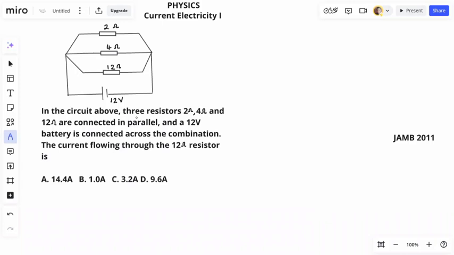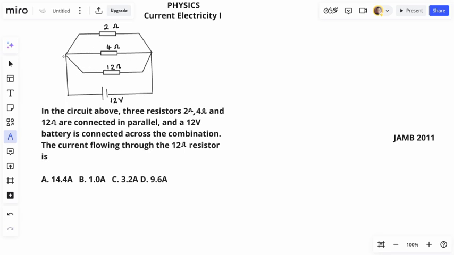In the circuit above, 3 resistors, 2 ohms, 4 ohms, and 12 ohms are connected in parallel, and a 12-volt battery is connected across the combination. The current flowing through the 12 ohm resistor is, so this is the circuit diagram we've been given. Look at the 3 resistors that are connected in parallel.